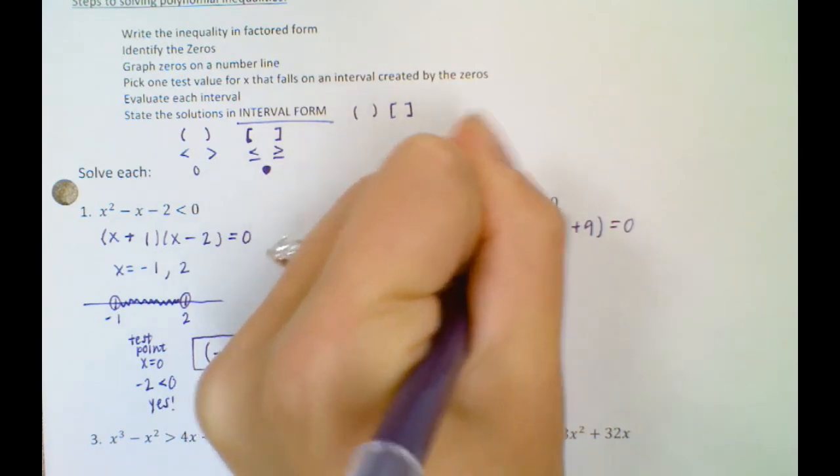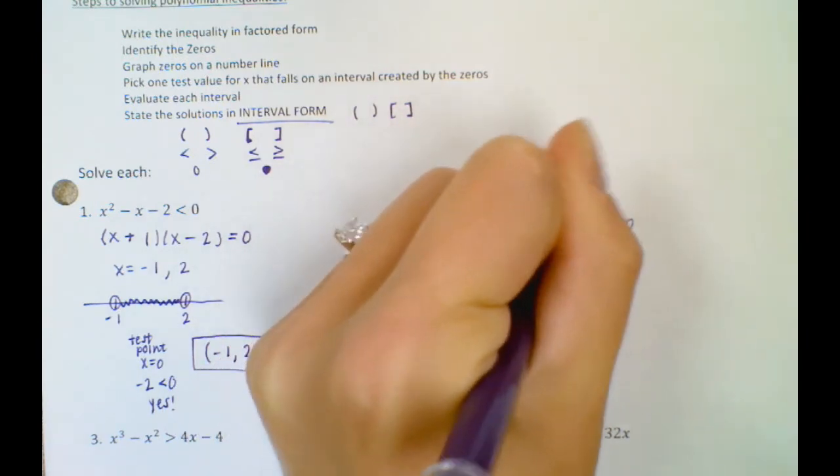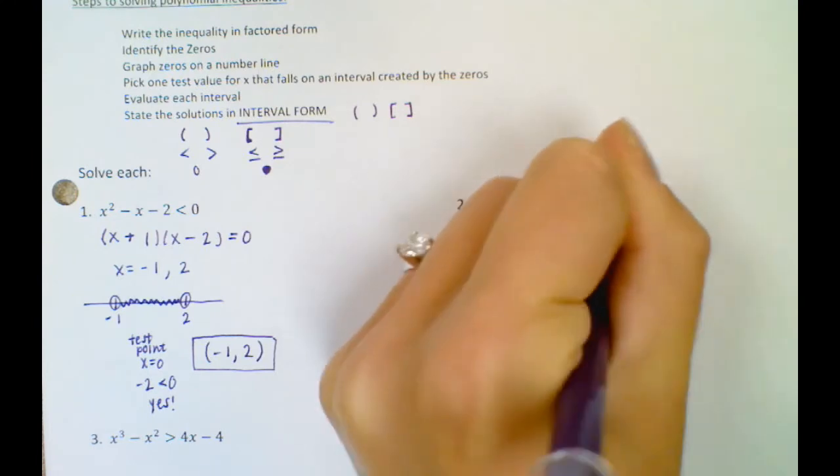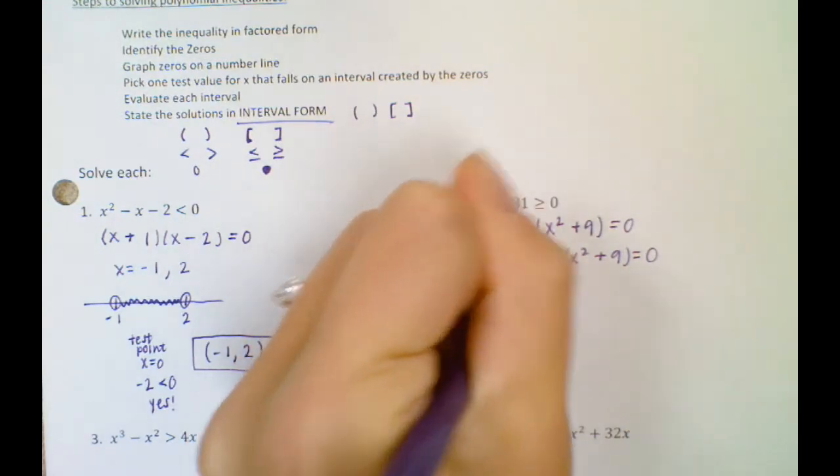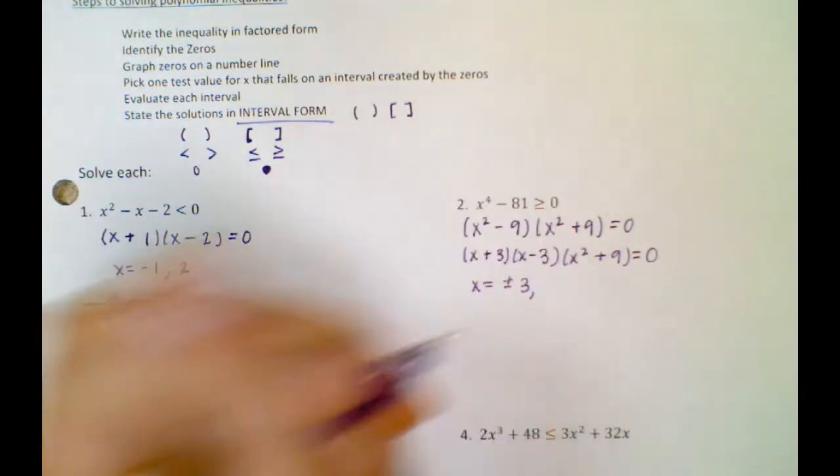So x plus 3, x minus 3, x squared plus 9. We can't factor that further. That's not a difference of squares, okay? So x equals plus or minus 3, right?